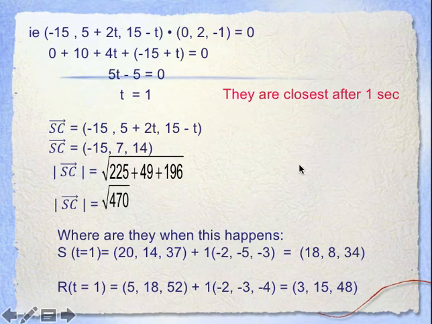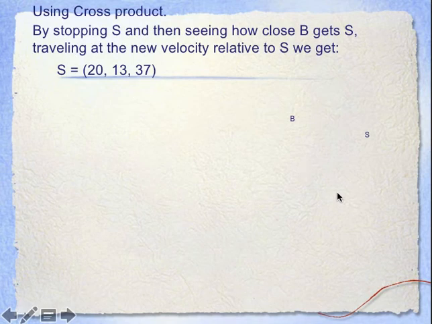All right, same question, but now we're using the cross product. So again, we're doing the same logic. We're going to stop Snoopy and see how close B gets to S.